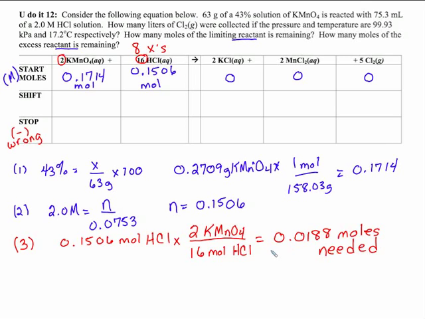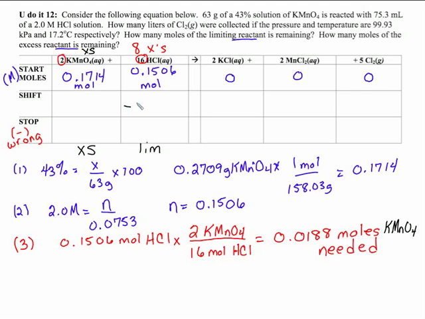Well, I have way more KMnO4 than I need. So my KMnO4 is in excess. I'll put it down here to make it very clear. And my HCl is my limiting. Right? So that's a key step. That's usually going to be one of the parts that you have on an AP free response, is they will ask you this step by step.